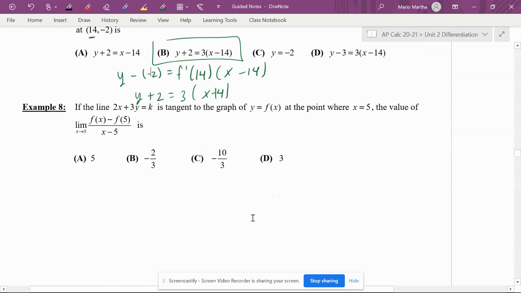And then lastly, we have: if the line 2x plus 3y equals k is tangent to the graph of y equals f of x at the point where x equals 5, the value of the limit as x approaches 5 of f of x minus f of 5 over x minus 5 is what? So here we know that the limit as x approaches 5 of f of x minus f of 5 over x minus 5 represents the slope of the tangent, because it's the definition pretty much.